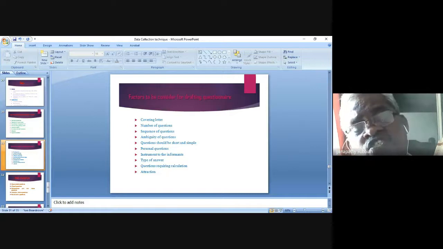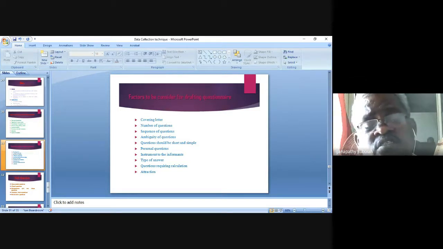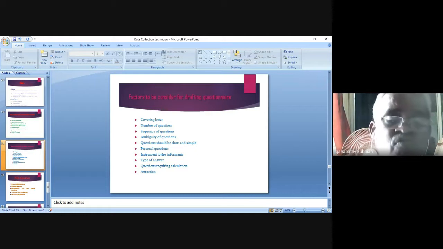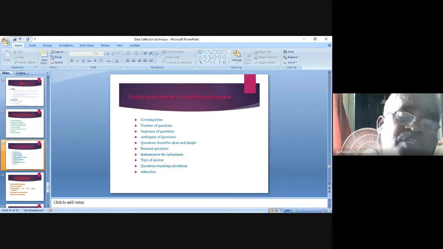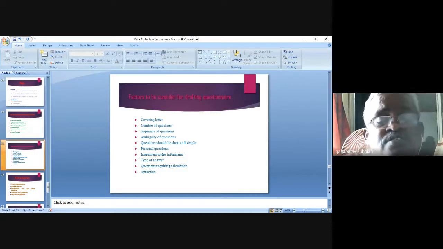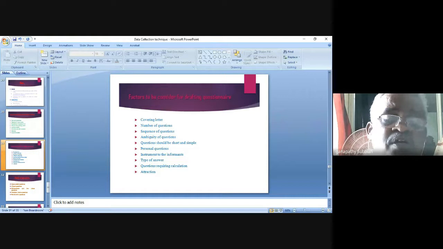Then types of answer, another important factor influenced by the drafted questionnaires. These are the types of questions and the type of answer, whether it is yes or no, of closed nature, or open-ended nature. So these are the types of answers. This is another important factor.